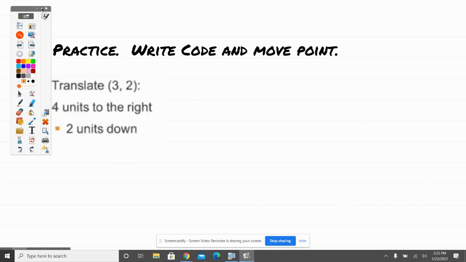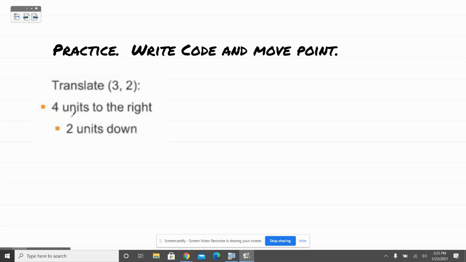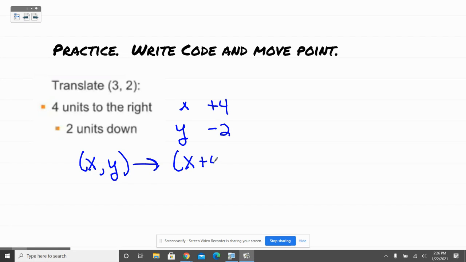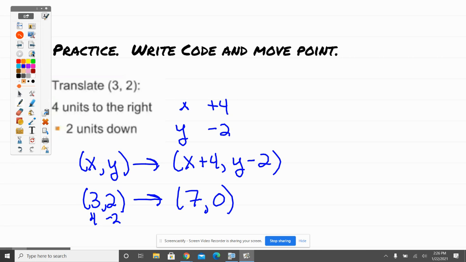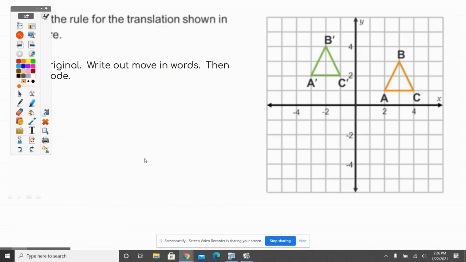Let's try this one. Take 3, 2 and move it 4 to the right and 2 down. So let's see what we have here. 4 to the right, that's in the X direction, and that's a +4. 2 down is a -2. So XY is going to go X plus 4, Y minus 2. So my point 3, 2 will go to add 4 to the X. That gives me 7. Subtract 2 from the Y. That gives me 0. So we can do it by using the code.